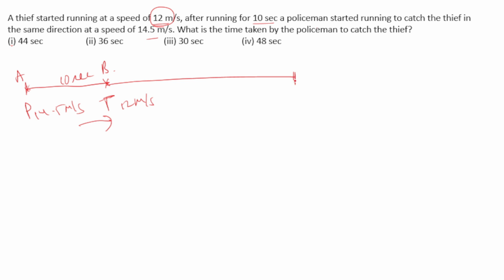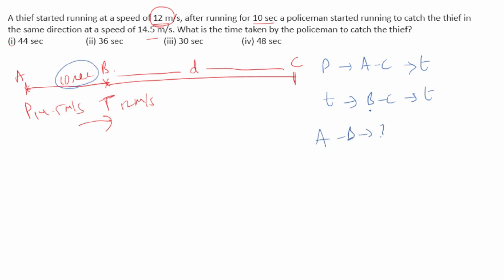So this is the point we will imagine. At this point, the policeman will catch the thief. So we will assume the thief ran for a distance D. He ran from B to C and the policeman ran from A to C in the same time. The time taken is the same. What is the distance from A to B? See, the thief ran for 10 seconds from point A to B.